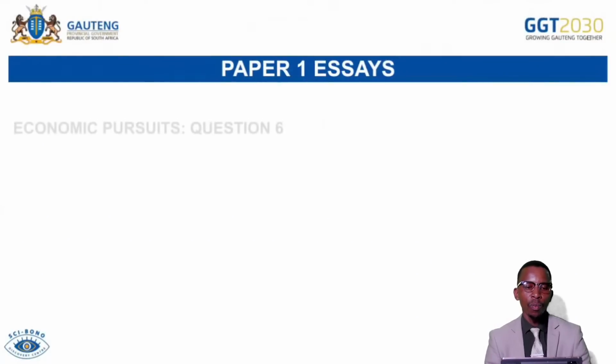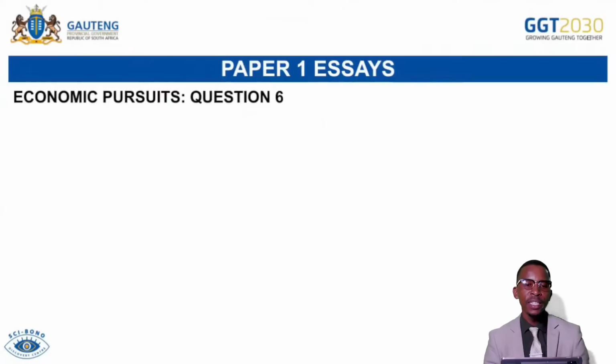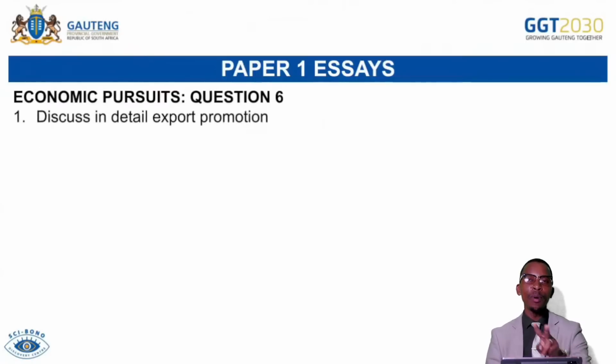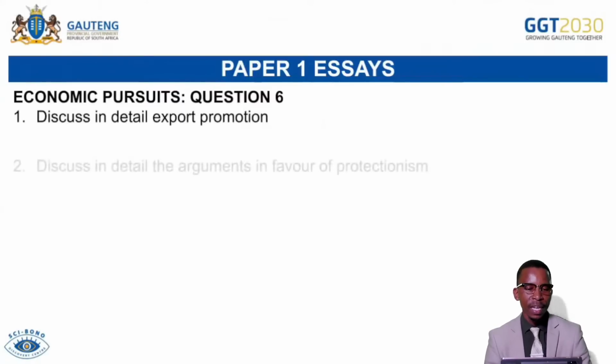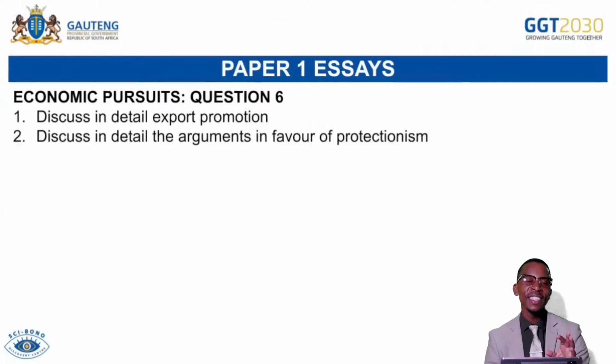And then we continue. Economic pursuit essays, question 6. Remember, we have two teams here as we are observing this lesson. We have a team macro and team pursuits. So you know your strength. I'm not going to tell you anything. Discussing in detail export promotion. In this situation, you discuss in detail the methods or approaches to export promotion, reasons or advantages as well as disadvantages of the export promotion. Remember, if it doesn't come in as section C, it will come as a part of section B.